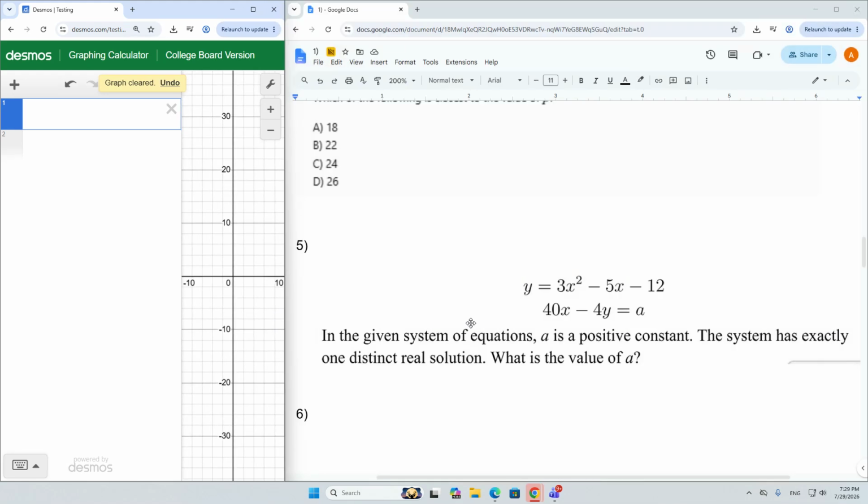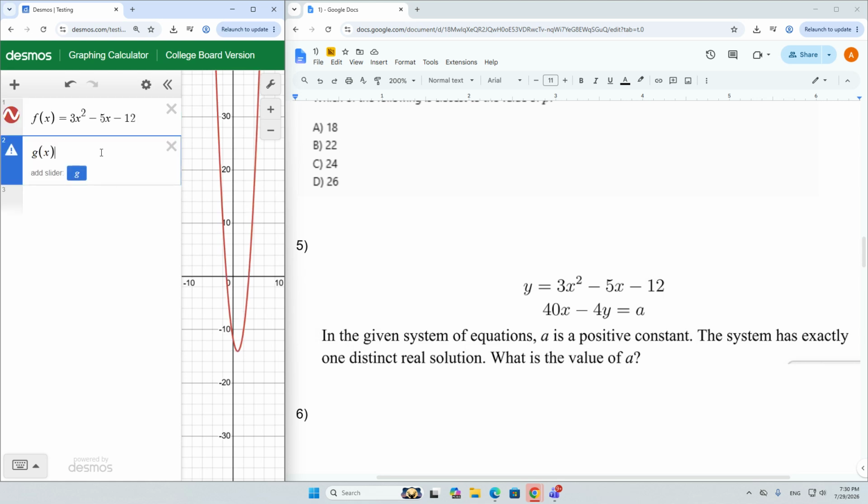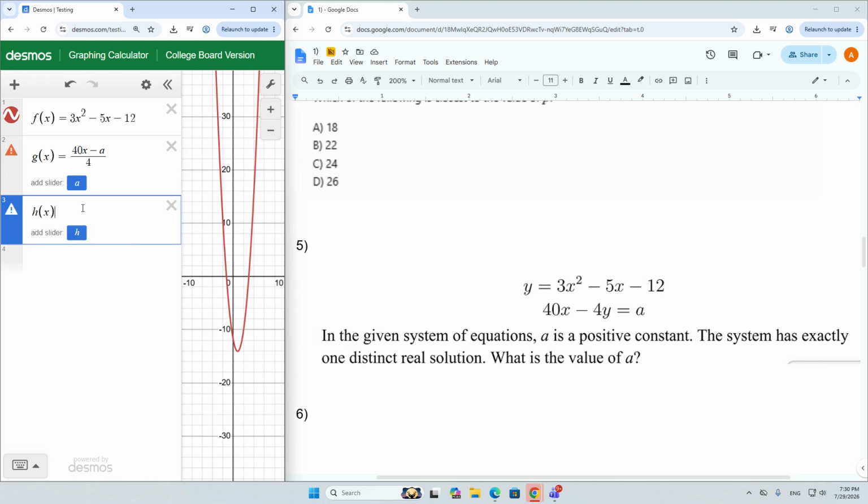All right, guys, I want to show you the derivative method here. Whenever you have a quadratic linear system and we want one solution, please consider the derivative method. Really easy. So I do that, and then my g of x in the linear form equals 40x minus a over 4, right? So put that. Now, I'm not going to add the slider. I'm going to say h of x equals f of x minus g of x.